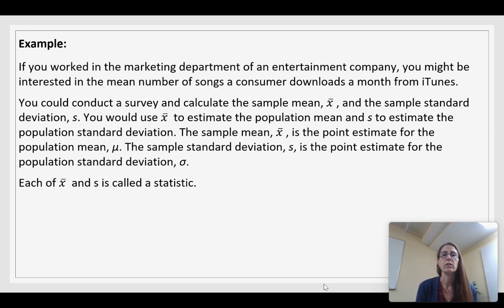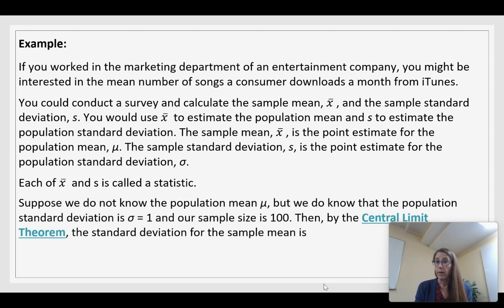An example would be if you worked in the marketing department of an entertainment company, you might be interested in the mean number of songs a consumer downloads a month from iTunes. You could conduct a survey and calculate the sample mean x bar and the sample standard deviation s. You would use x bar to estimate the population mean and s to estimate the population standard deviation. The sample mean x bar is the point estimate for the population mean mu. The sample standard deviation s is the point estimate for the population standard deviation sigma. Each of x bar and s is called a statistic because they're coming from the sample.